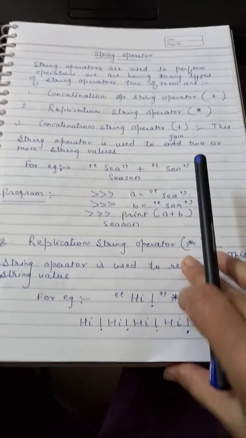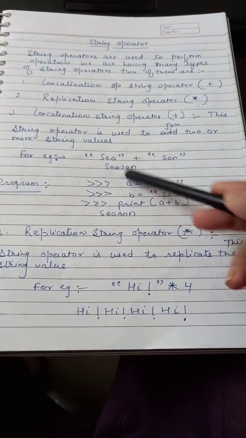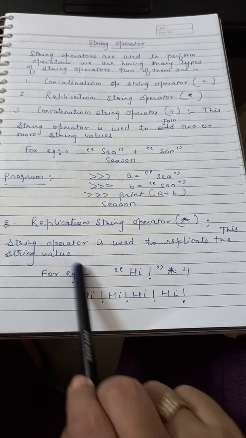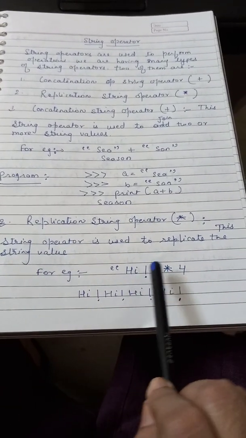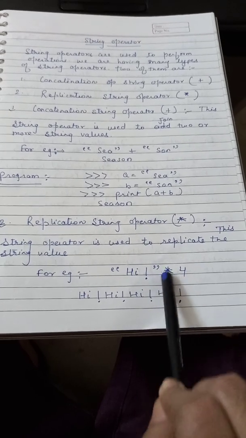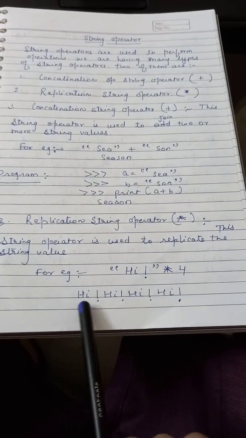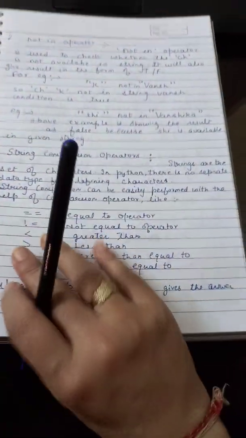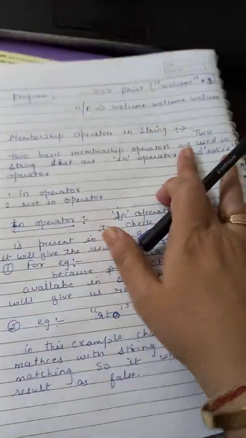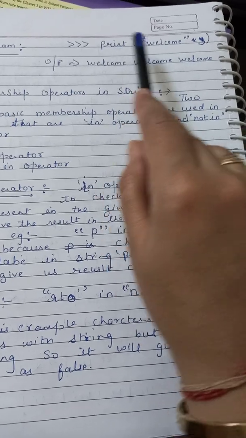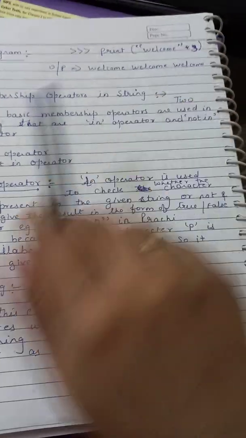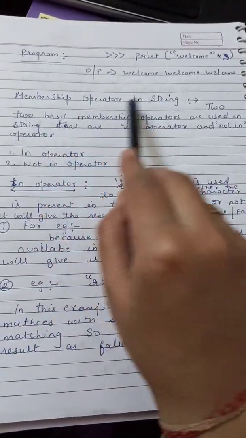And what is the meaning of replication? It means to repeat your string again and again. This string operator is used to replicate the string value. For example, if we write "hi!" asterisk 4, it will repeat your particular string 4 times. So these are the two types of string operators. Now move to the next one. The program for the same is, when you write print "welcome" asterisk sign 3, it will print your welcome 3 times.